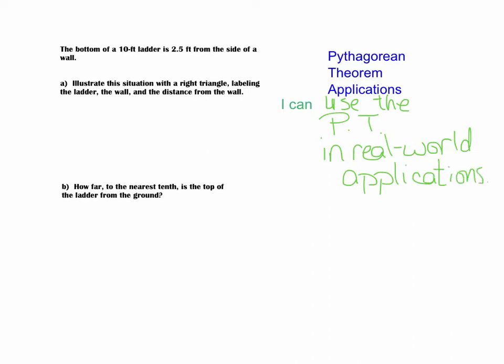Okay? All right, so this is going to involve drawing because we're going to be talking about right triangles, and anytime anything on a problem starts talking about a shape and it's not drawn for you, you need to draw it, okay? That will help tremendously. Here we see that the bottom of a 10-foot ladder is 2.5 feet from the side of the wall. And part A says illustrate this situation with a right triangle, labeling the ladder, the wall, and the distance from the wall. Okay, so we need a right triangle. Something's going to be the hypotenuse, two other things are going to be the legs.